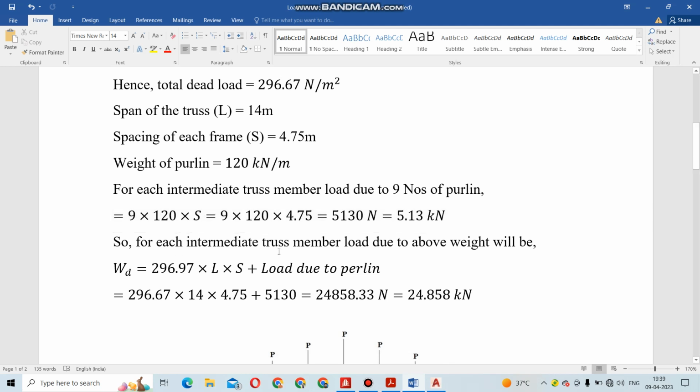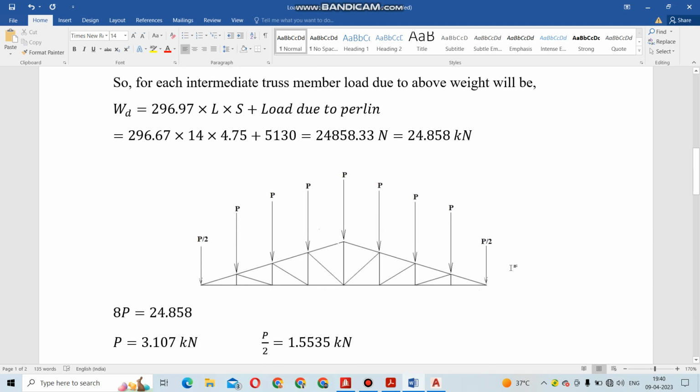So for each intermediate truss member, the load due to the above weights: the weight will be from the self weight, connection, purlin, and the roof seating, where we are using the galvanium sheet. Except for the purlin, we have calculated the weight per unit area, but we have to calculate the exact weight in each truss. So we multiply by the effective area, which will give us the exact nodal load or load at each truss. That comes to 24.858 kilonewton, and the whole load is divided in this way in each truss.